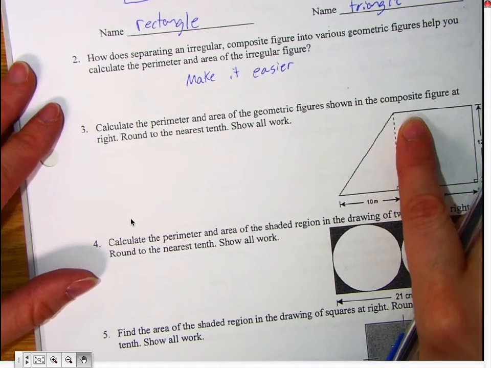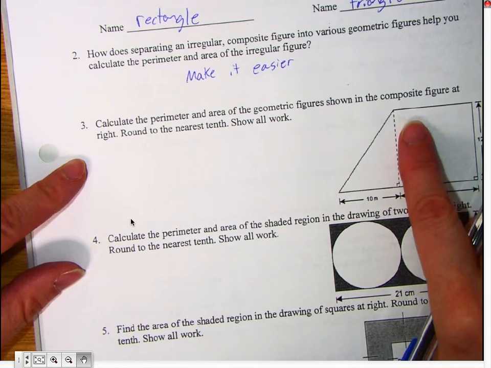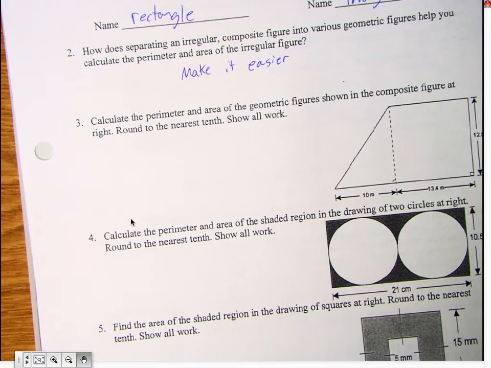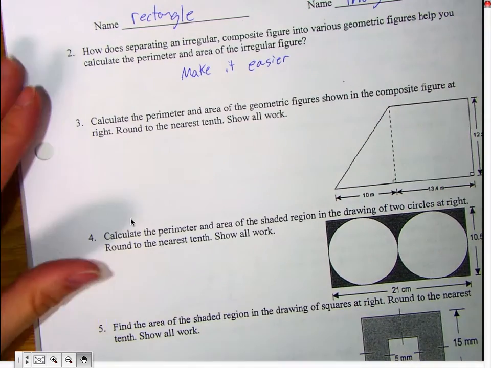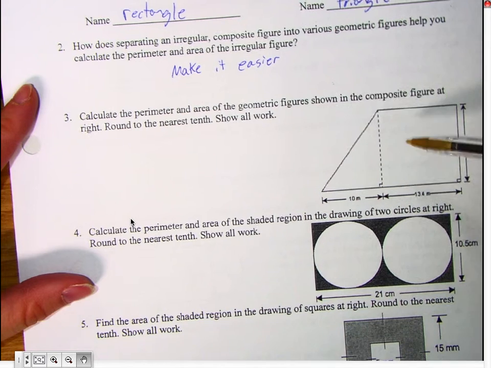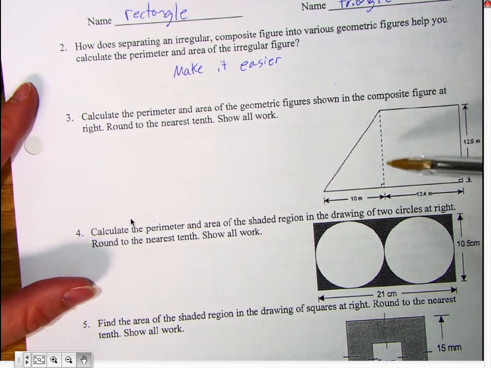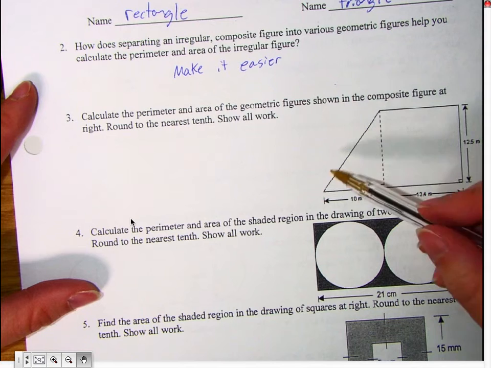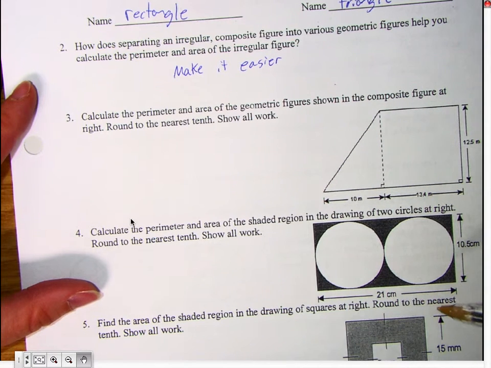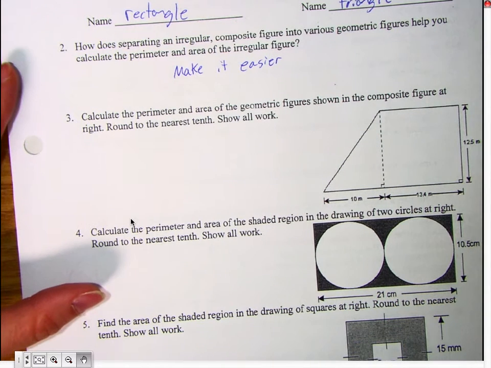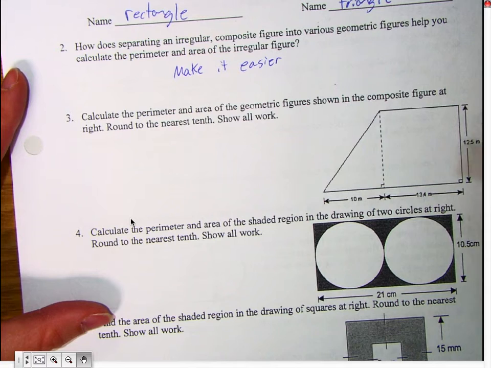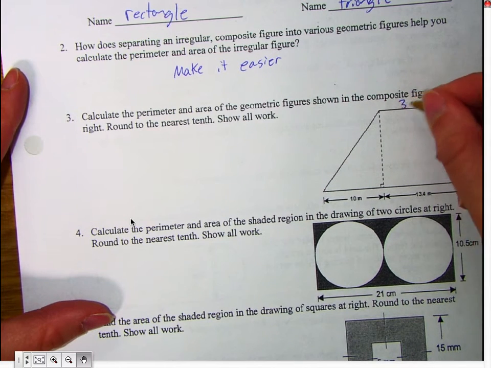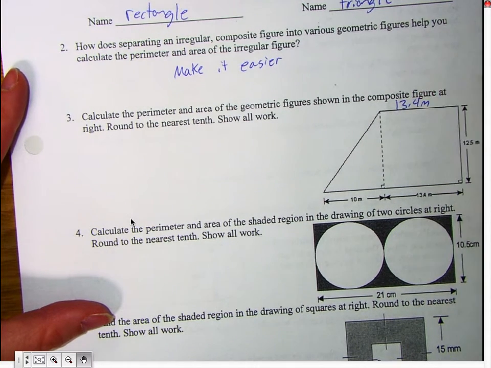Calculate the perimeter and area of the geometric figures shown in the composite figure. Round to the nearest tenth. Show your work. Now, I know we've talked about trapezoids and how to find the area of them, okay? But we do not know the perimeter of this unless we break it into different parts. So let's find the perimeter first, okay? I know this top part right here is 13.4 meters, correct? Okay, because the top and bottom are going to be the same.